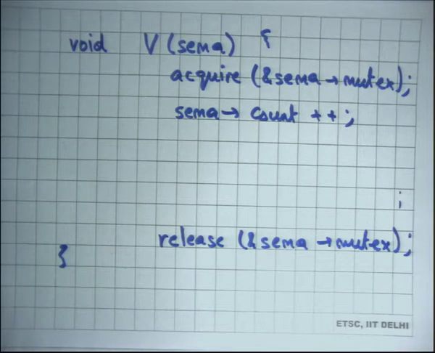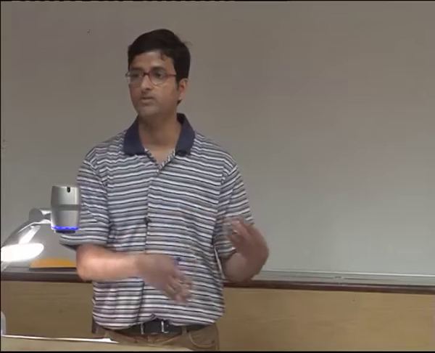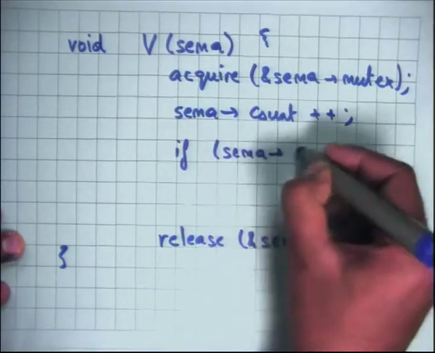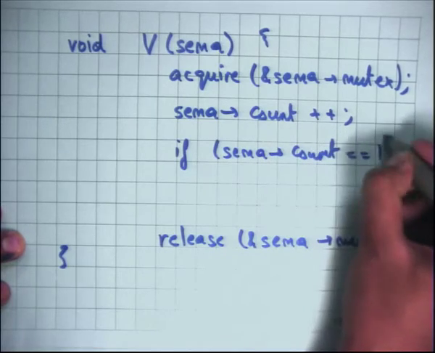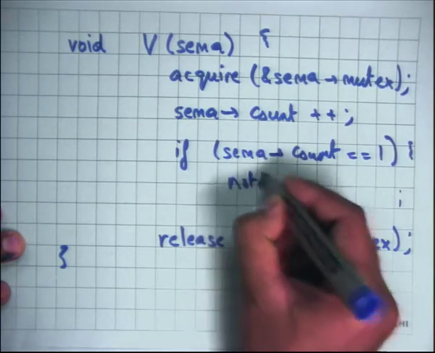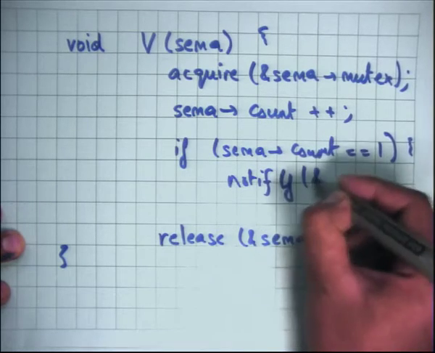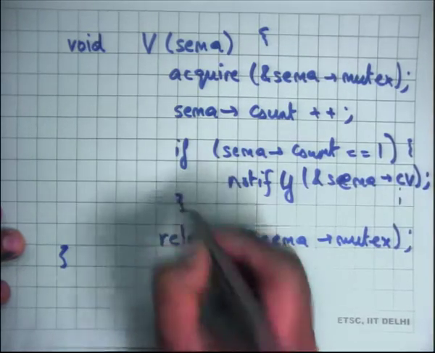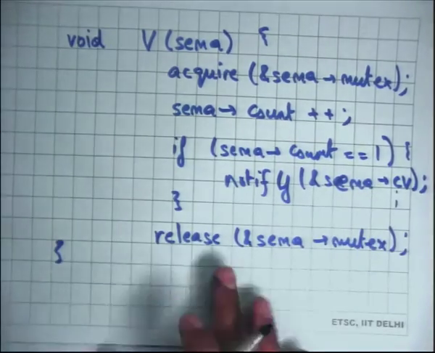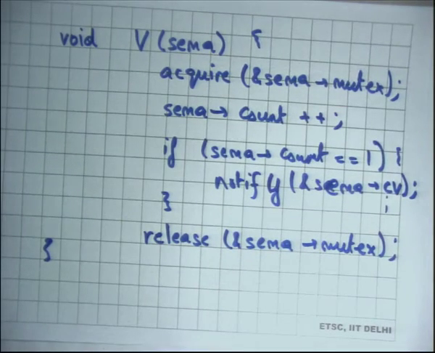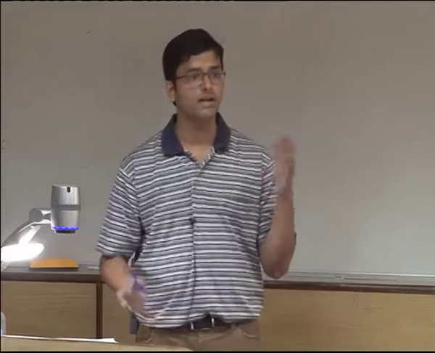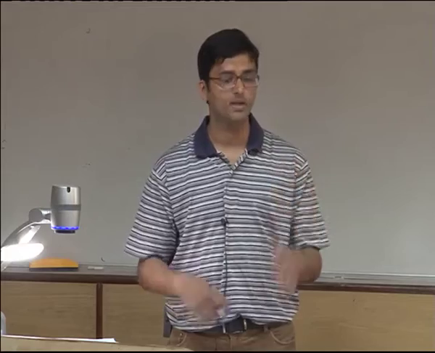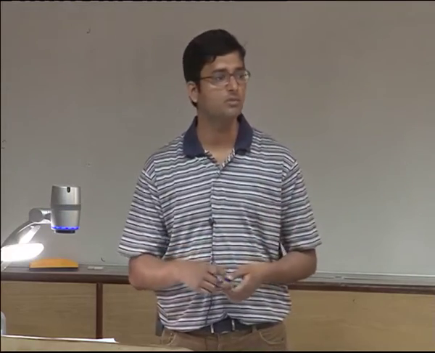If it has just become 1 from 0, only then there is a likelihood that anybody is waiting. So I basically say if sema.count is equal to 1, notify sema.cv. Okay. So this implementation obeys the semantics of semaphores, and I'm using locks and condition variables to implement semaphores.